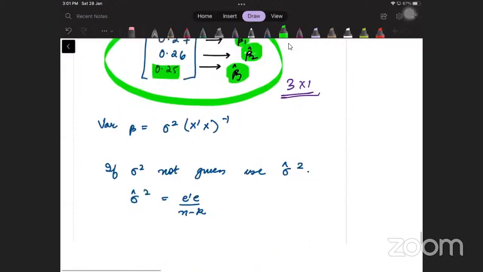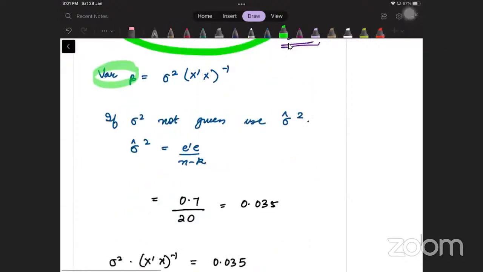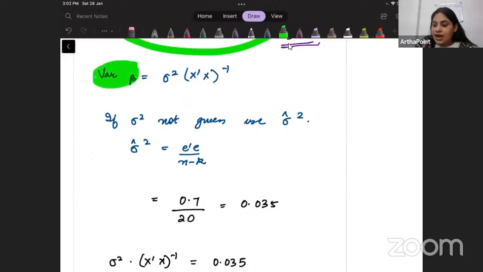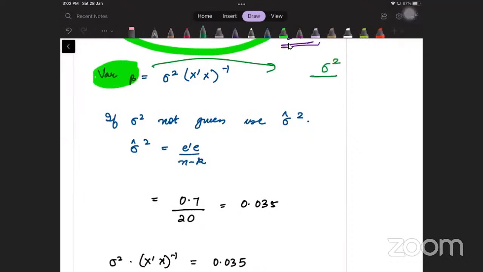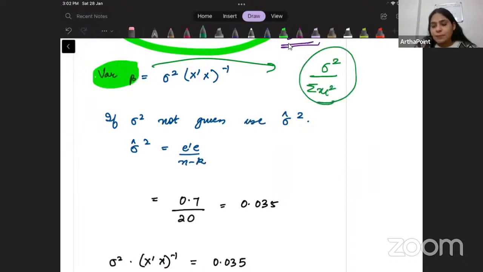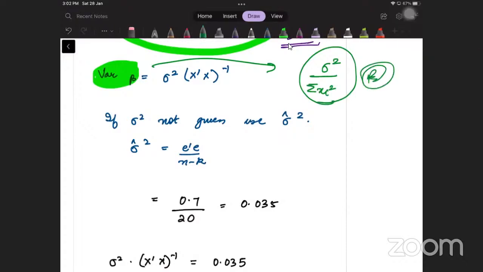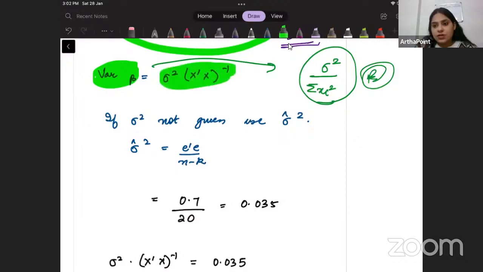Now we want to talk about the variance of beta. If you go back to your two variable regression and check your variance, it was sigma square upon summation xi square. This was the variance, just go back and check. That was the variance of beta 2 in a two variable model. So exactly something like this: this is the variance of beta, sigma square x transpose x inverse.